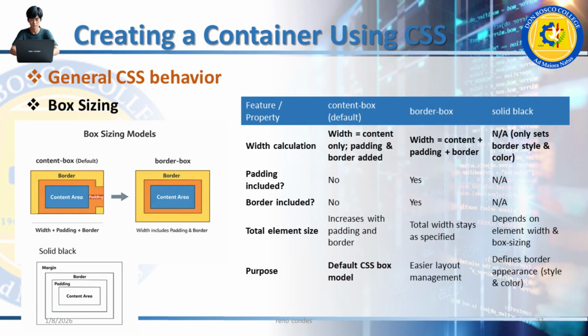Let us now understand how the box-sizing property works, especially in handling the width on an HTML page. With content-box, the width calculation includes content only, and padding and border are added separately. With border-box, the width calculation includes content, padding, and border, making it easier to control the total width of an element. The solid black border only sets the border style and color and does not affect the width calculation. Please also observe and understand the other features or properties related to box sizing, as they help in managing element dimensions and layout more effectively.